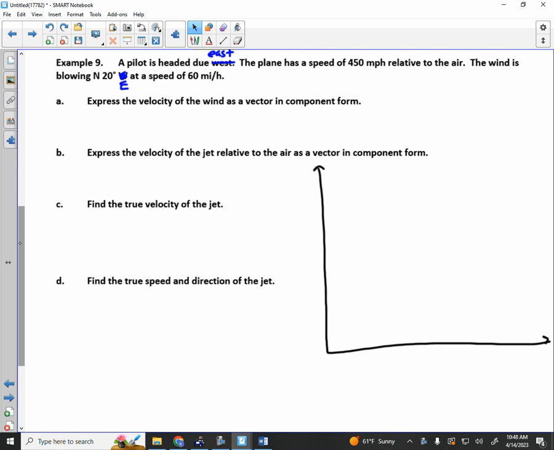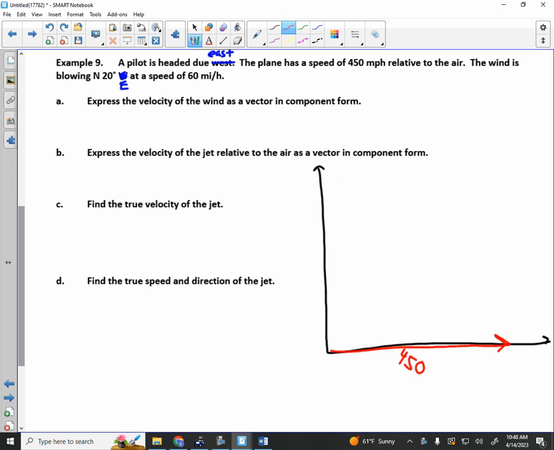We're going to take it step by step, and we're going to do the easiest part first, which is part B. It says, express the velocity of the jet relative to the air as a vector in component form. So all I do is mark off the direction of the jet and its speed. It's headed straight east, and it's going at 450 miles an hour.